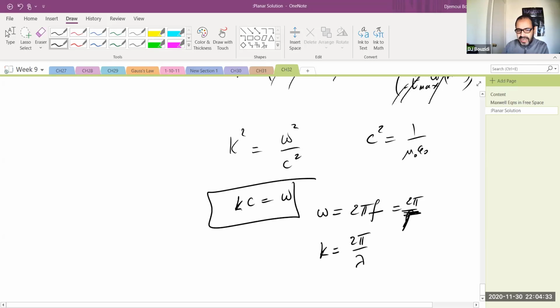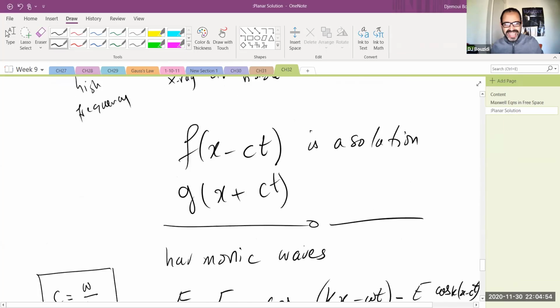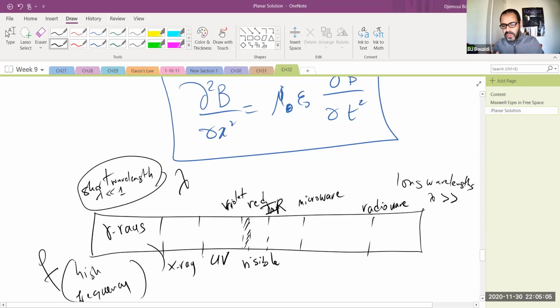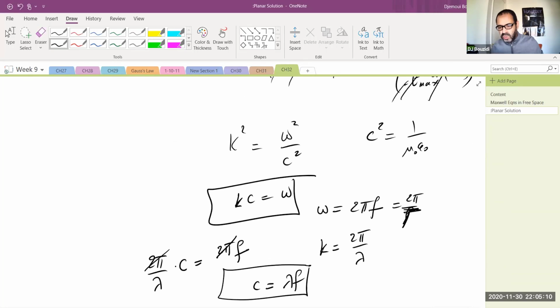So if I plug this expression in here, it's going to be 2 pi over lambda times c is equal to 2 pi times the frequency. Cancel this 2 pi from both sides, and c, the speed of light, is lambda times f, lambda times frequency. So we're arriving slightly to a little bit more advanced stuff now, based on how this wavelength, lambda, is related to this frequency f of the solutions, for the electromagnetic spectrum. So that's basically, in a nutshell, how this solution works.